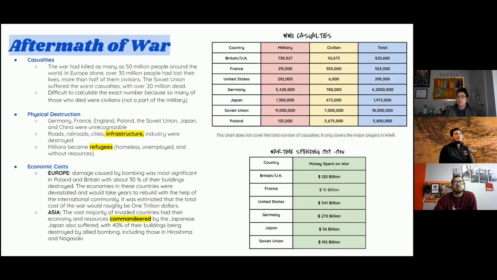So let's talk the aftermath. After World War II, what does the world look like? There is so much that happens to the world. Let's go ahead and take a look. Let's start with casualties.